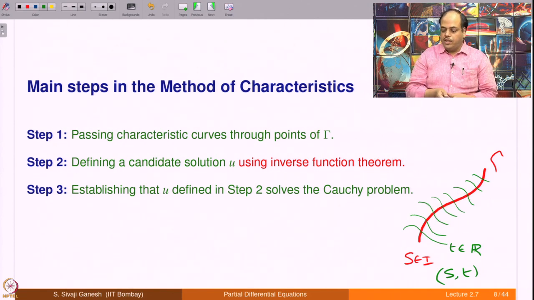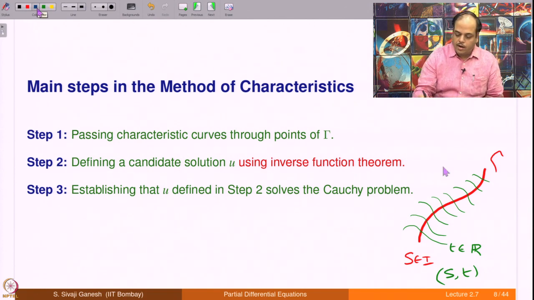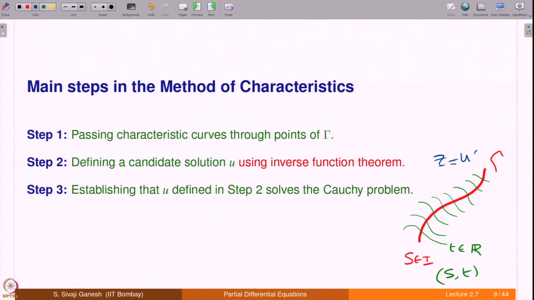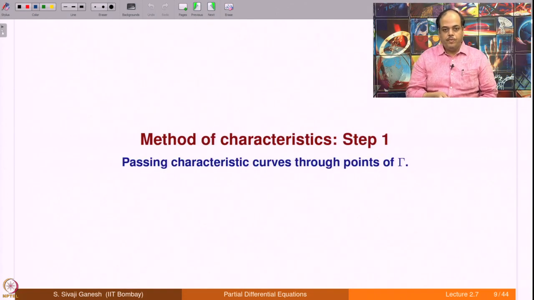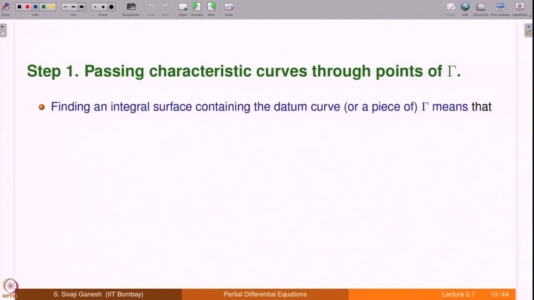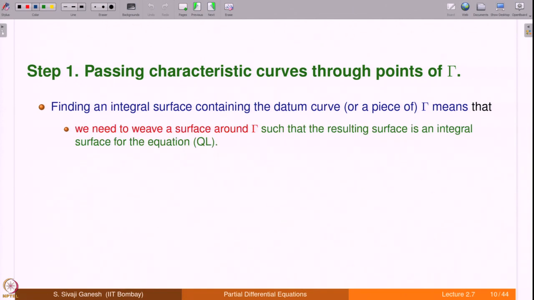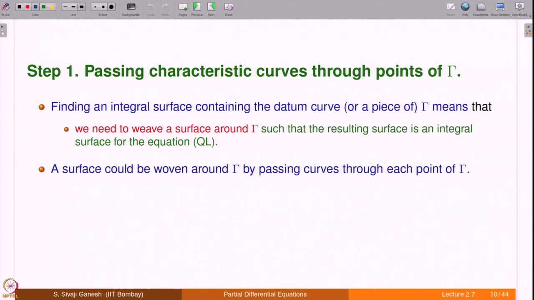Then we say that the surface we are going to generate would be of the following type, where the third coordinate is a function of the first two coordinates. That is what we hope, and that we will achieve in step 2. We will define a function u, a function of two variables x and y, using the inverse function theorem, and then we show that u is indeed the solution. In step 1, what we did is find an integral surface containing the datum curve or a piece of the datum curve, which means we need to weave a surface as I have just shown you in the picture. And if you weave that surface by passing curves through points of gamma, and the curves are characteristic curves, then that theorem gives us hope that the surface we get is going to be an integral surface.